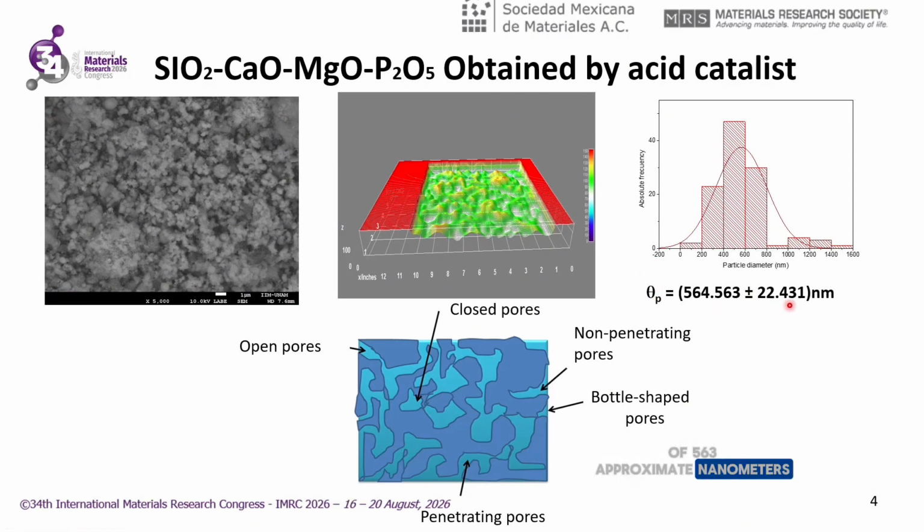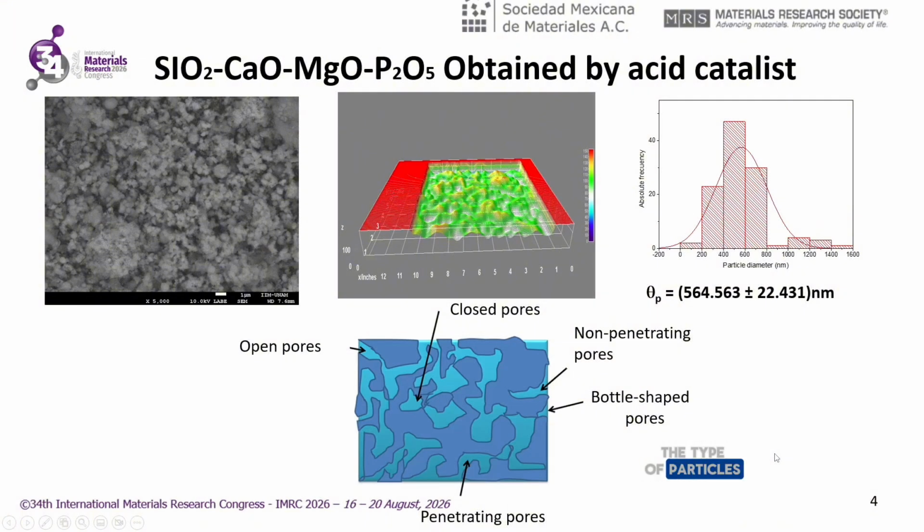approximately 563 nanometers. It is noticeable that the particle diameter is smaller than that obtained in the casting process, resulting in less rough surfaces. It has been estimated that these particle agglomerates generate smaller interparticle porosity than in the case of the bioglass obtained by casting.